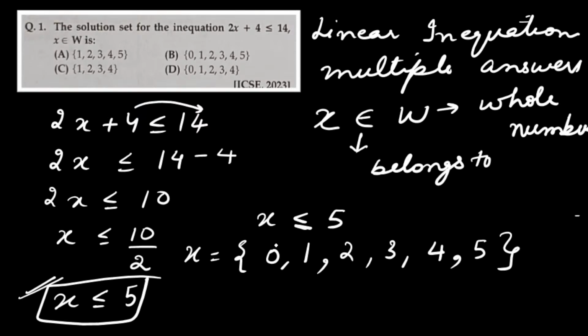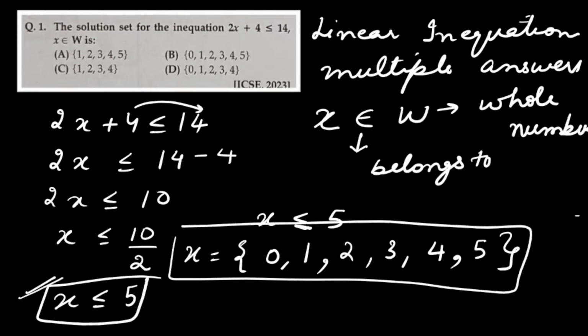So x is equal to 0, 1, 2, 3, 4, 5. You can see we have multiple values of x. 1, 2, 3, 4, 5, 6. 6 values of x are possible here. So option B is the correct answer. Let's do the next question.